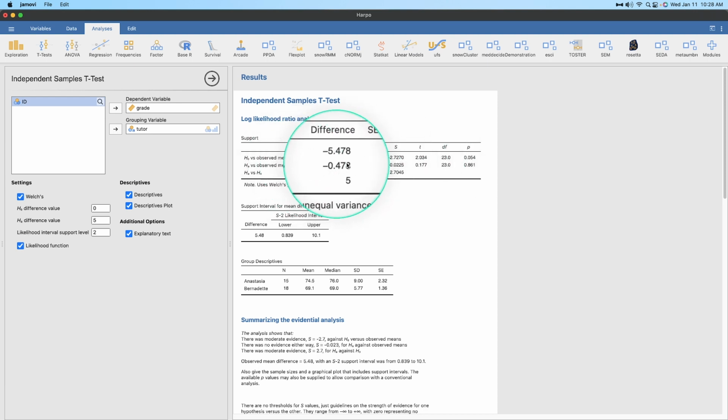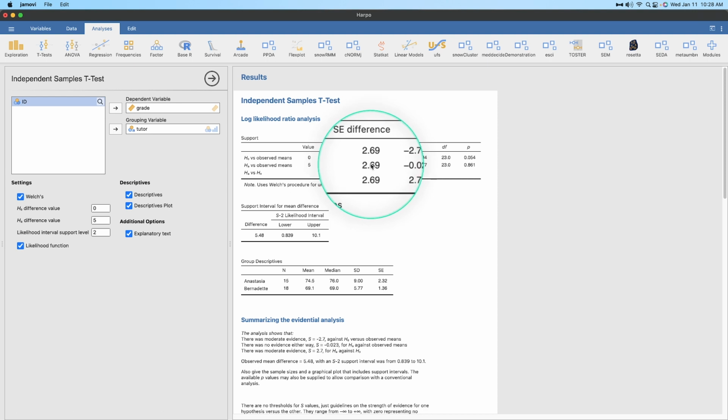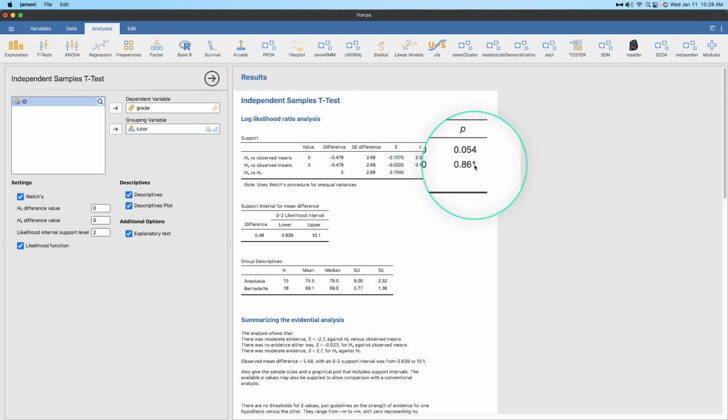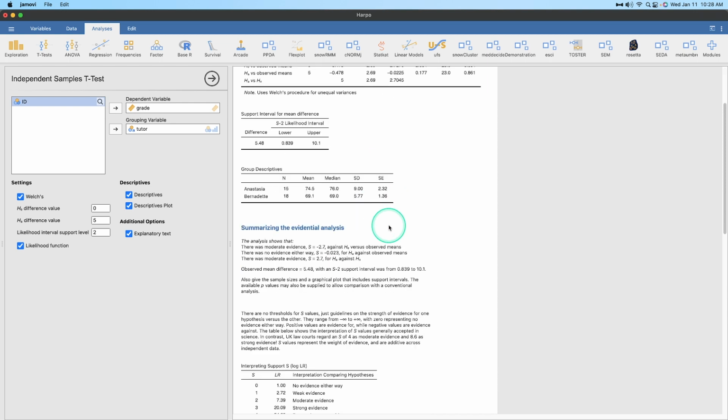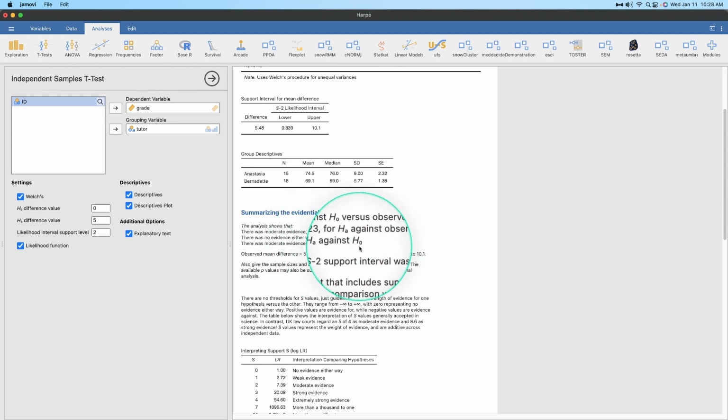T, of course, 5, so a difference of 0.478 with a standard error of 2.69 is going to produce a non-significant T, okay? And you can see HA versus H0, right? Our null hypothesis versus our alternative hypothesis leaves us with an S of positive 2.7, which means that we are going to accept HA rather than H0. Our alternative hypothesis has far more support than our null hypothesis.